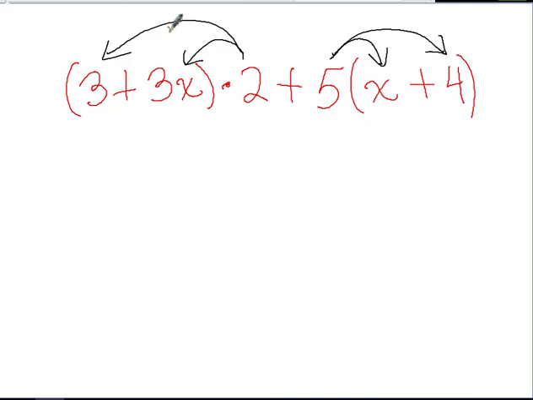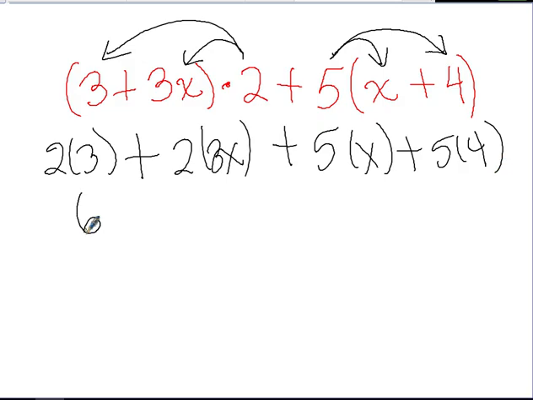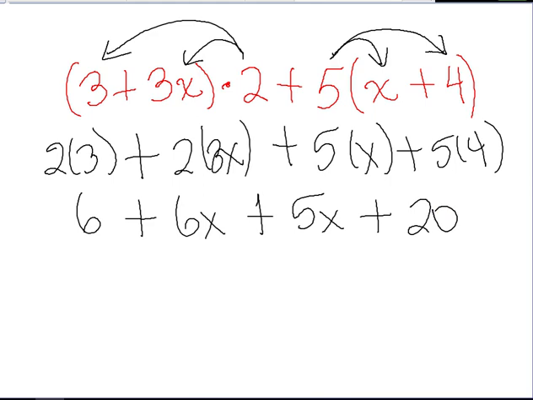So 2 times 3, I'm going to write it down. I don't try to do the math while I'm deciding what math to do. 2 times 3x plus 5 times x. If I'm following this arrow, 5 times x plus 5 times 4. 2 times 3 is 6. 2 times 3x is 6x. Plus 5 times x is 5x. Plus 5 times 4 is 20.